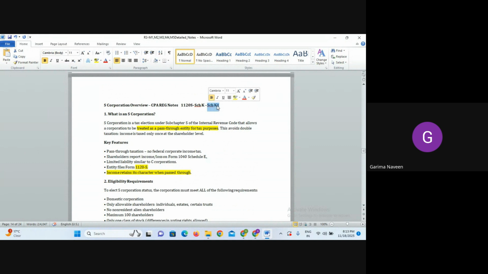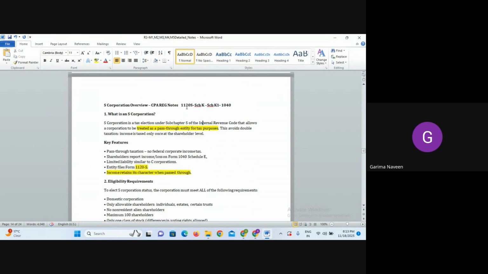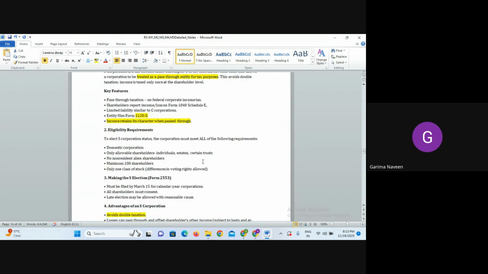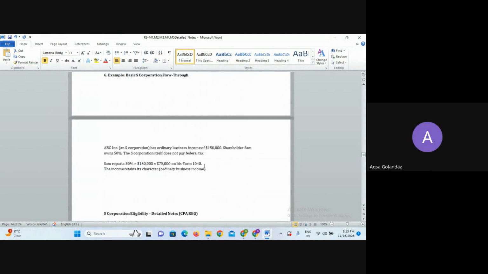If you have 10 shareholders, then you have to file 10 schedule K-1s, one for each shareholder. Then through this K-1, your income and separately stated items will flow to the individual return of a shareholder. So this is the flow of the income from an entity level to the individual level. Any doubt till here? No, ma'am.